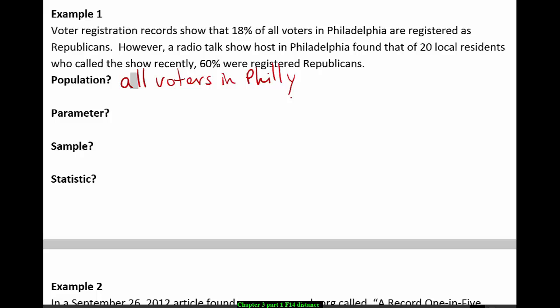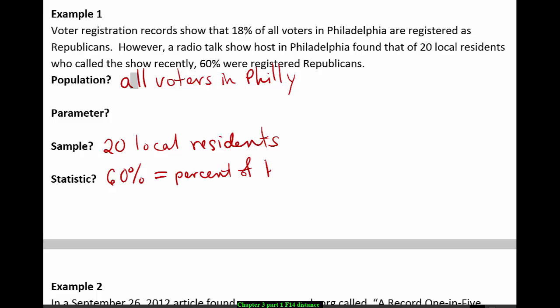The sample is the 20 local residents who called the show. Now the statistic is a number that the radio talk show host knows because he took the poll. So what's the statistic here? What's the number that describes the sample? Of the 20 local residents who called the show recently, 60% were registered Republicans. So 60% is the actual value of our statistic, and if we write it in words, it's the percent of the sample registered Republican.